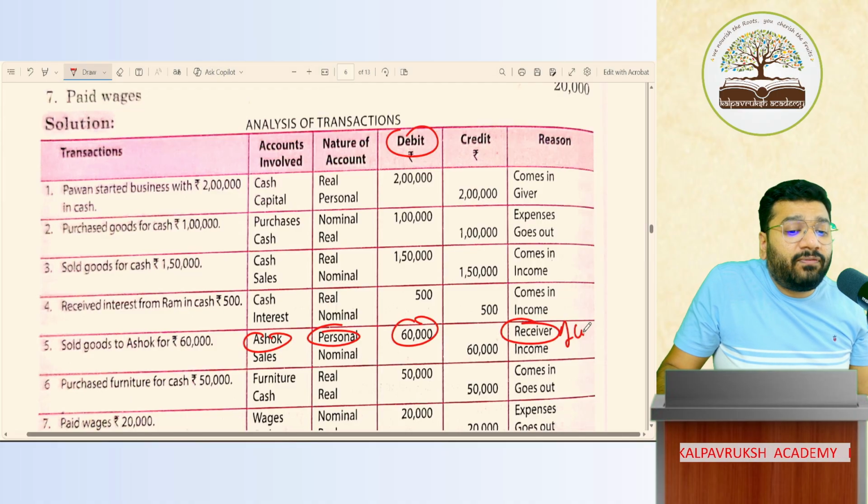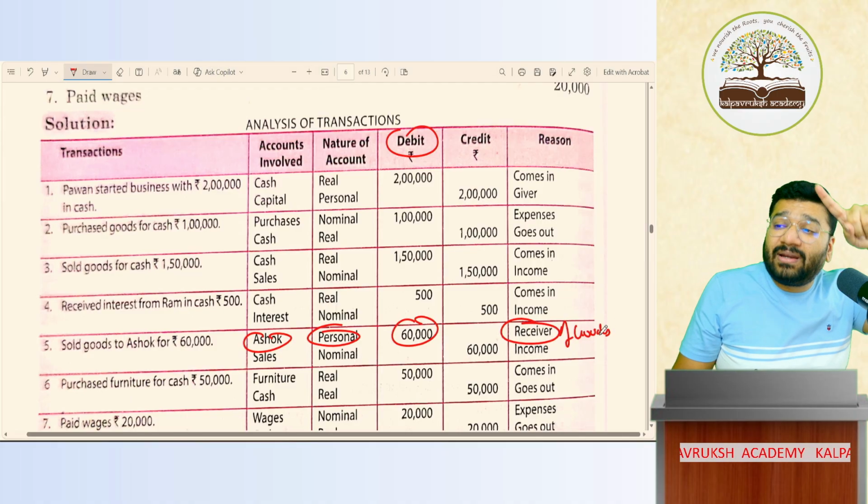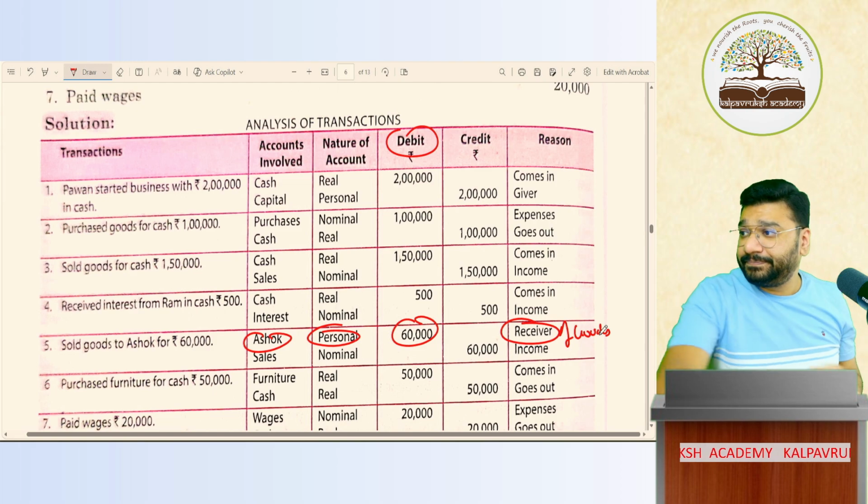Please write it down, receiver of goods. Don't just write receiver, write receiver of goods. You have to be very clear.